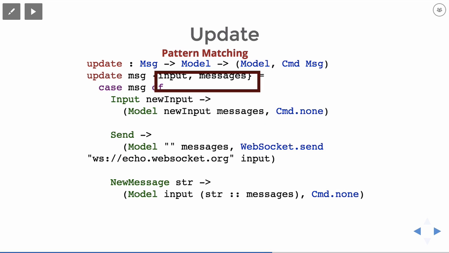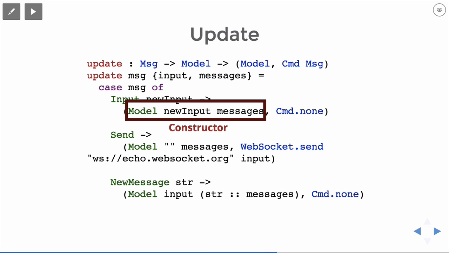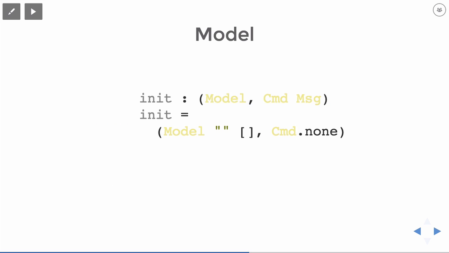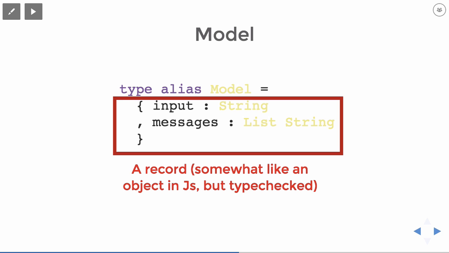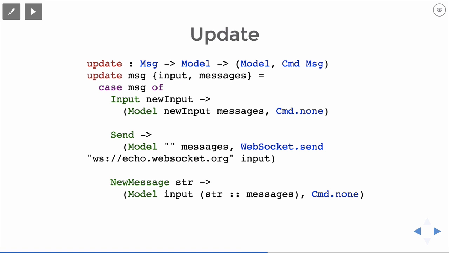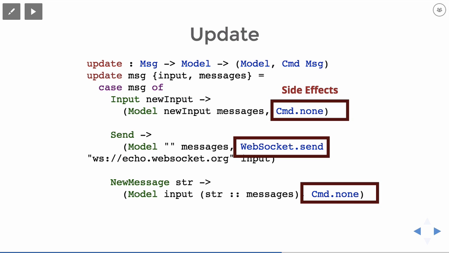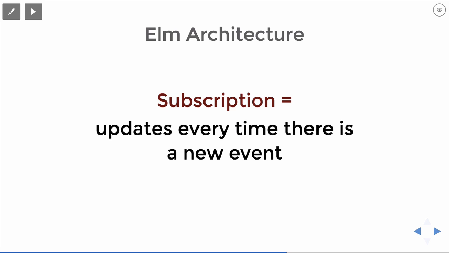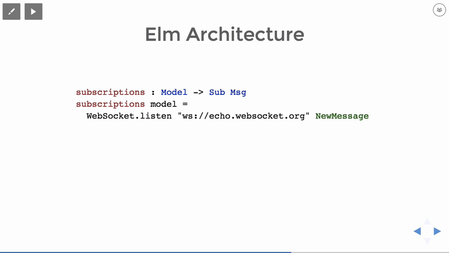So that's pattern matching, as I told you, and that is a constructor. So you can do it in two ways. You can write down records like that, just using an equal and the actual value, or you can use the name of the type as a constructor, which is what we do here. And those are other side effects, as I mentioned. So subscriptions update every time there is a new event. So here our subscriptions, they take the model and they listen to new messages on the WebSockets.